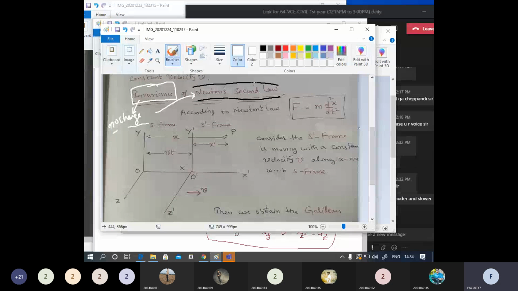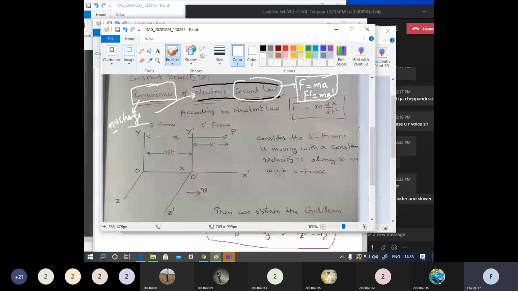What is Newton's second law? What we have to prove? We have to prove that F equals ma, and F prime equals ma prime. Both are equal. That we have to conclude.